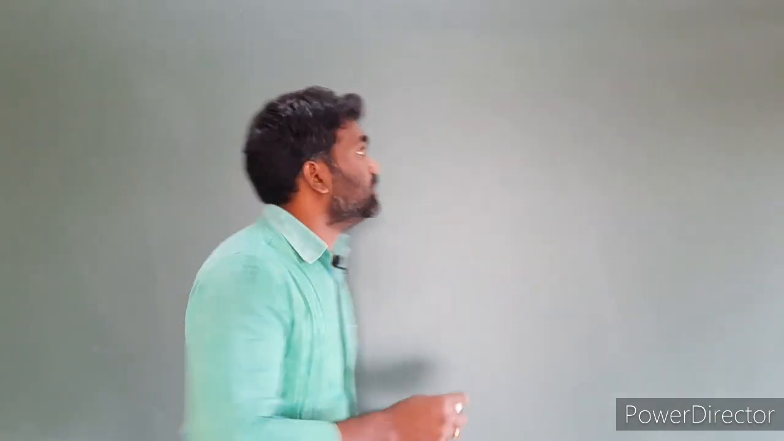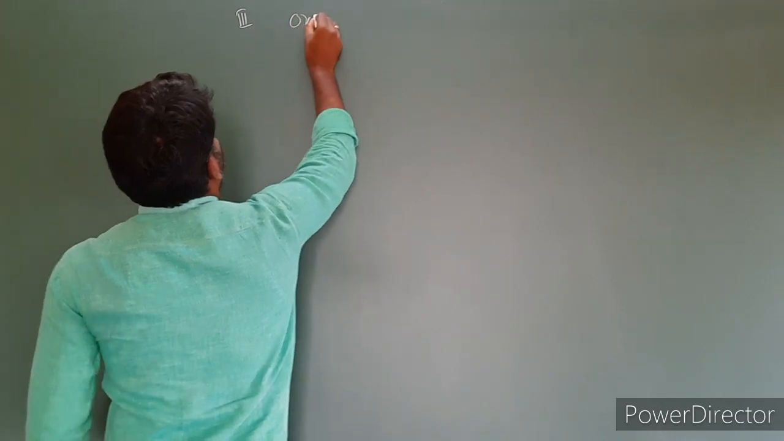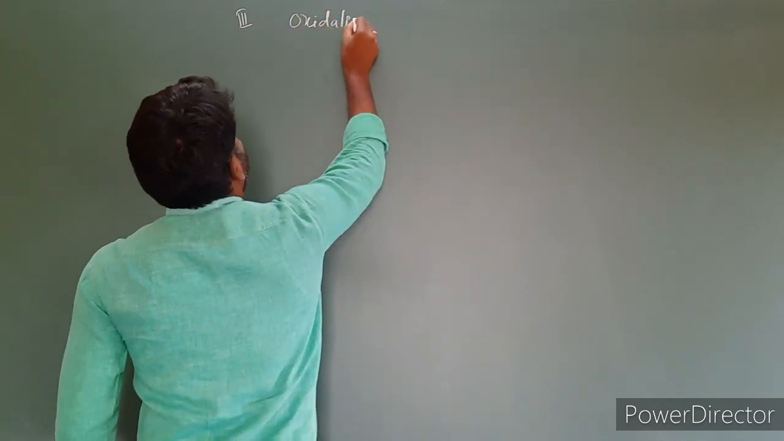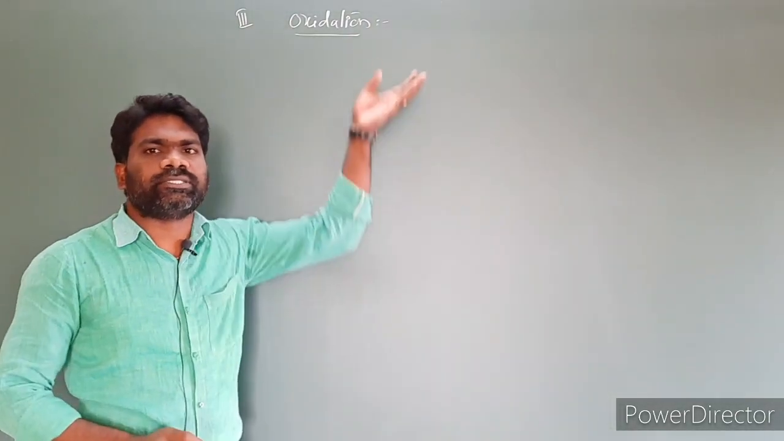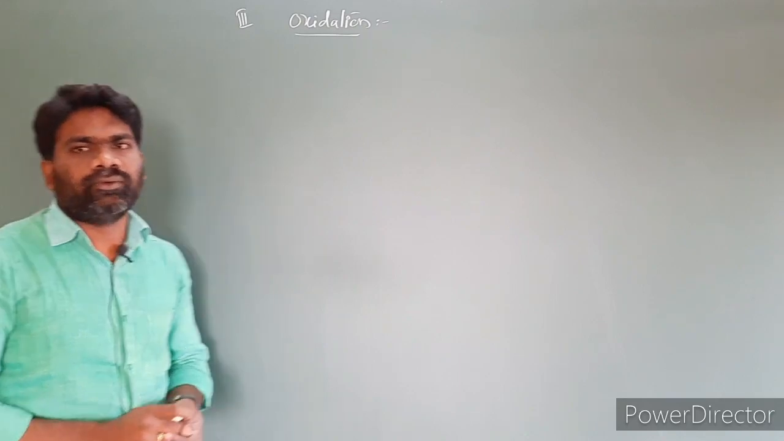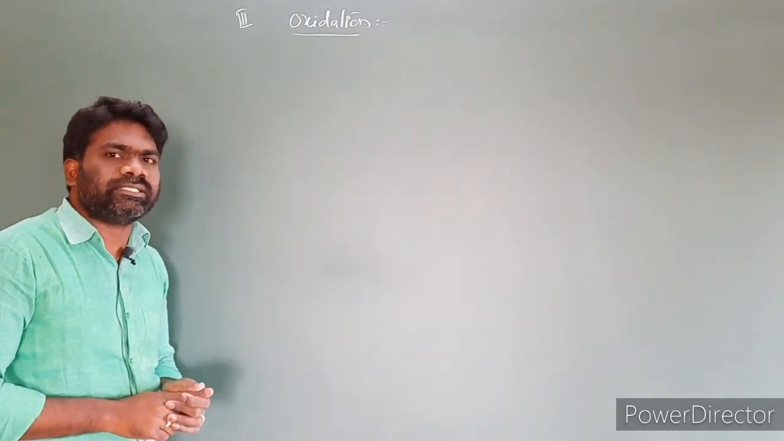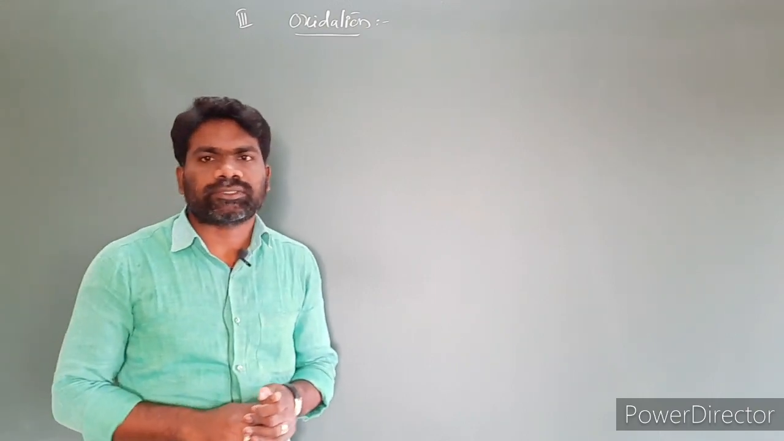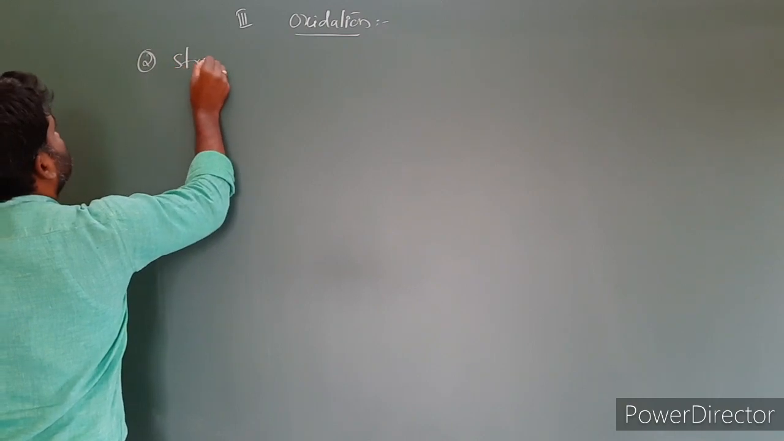Next, oxidation of aldehydes and ketones. So this is the third type of reaction, simply oxidation of aldehydes and ketones. Aldehydes and ketones differ in their oxidation reactions. Here we have two kinds of oxidizing agents. The first one is strong oxidizing agents and the second one is mild oxidizing agents. The first I am writing is strong oxidizing agents.